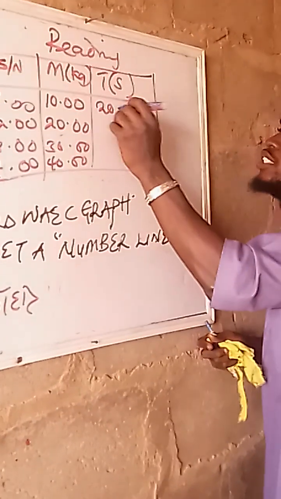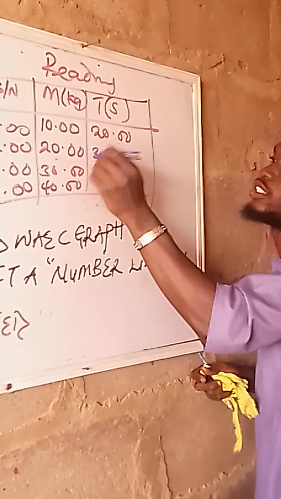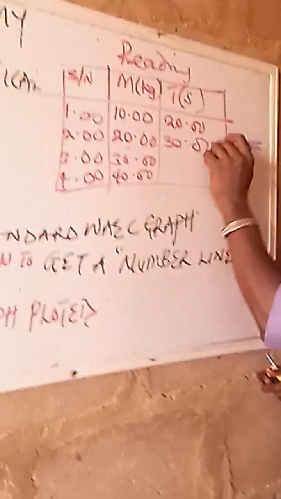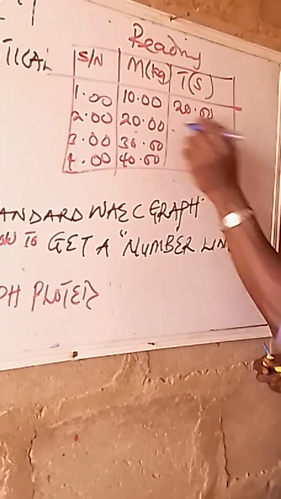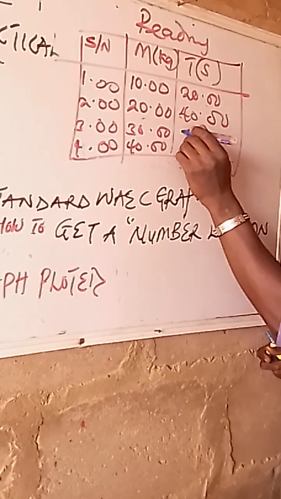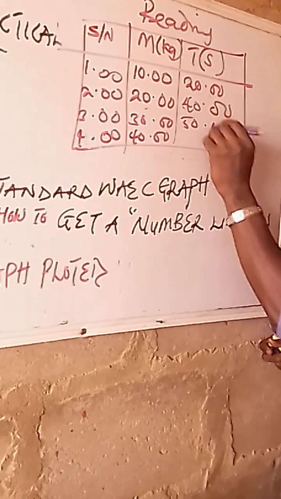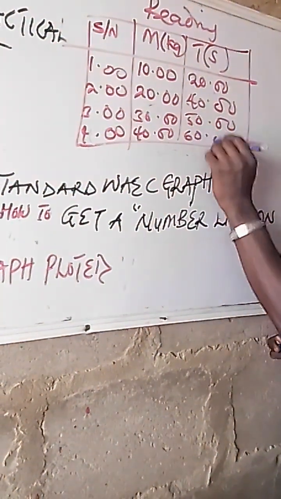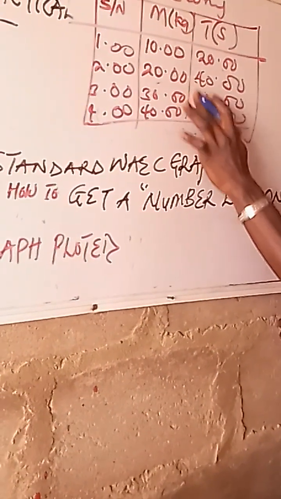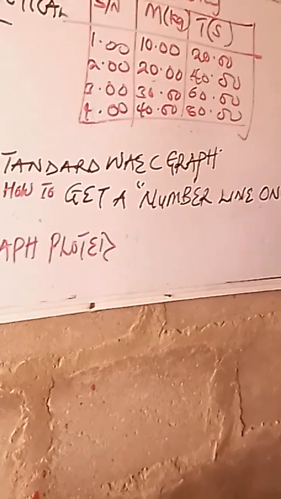Now maybe I'm having 20.00 here. Let's just put 30.00 or 40.00 here. Let's put 50.00. Let's put here 60.00, or let's make it 80.00. Make this 60.00. Now you see everything is uniform. That is our reading.